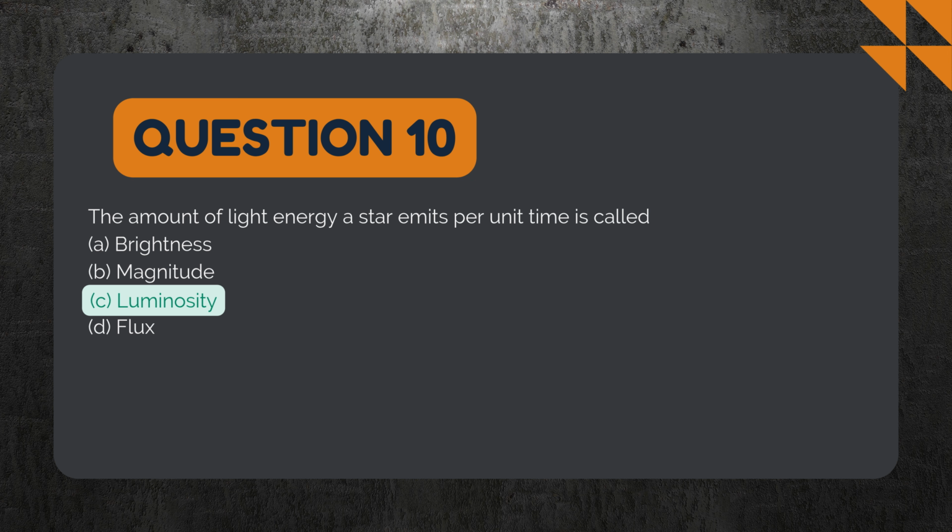Correct answer is C. Luminosity is the intrinsic energy output of a star per second. Brightness and flux depend on distance, and magnitude is a logarithmic scale of brightness, not intrinsic energy output.